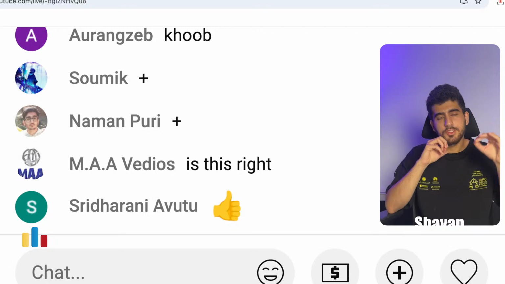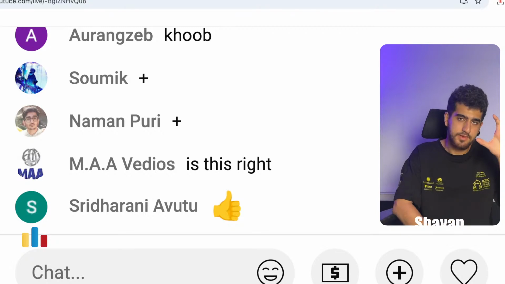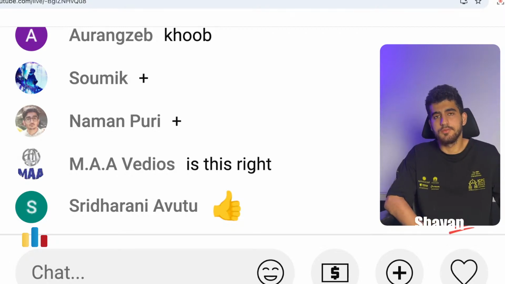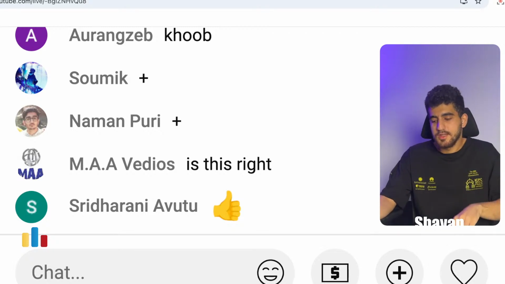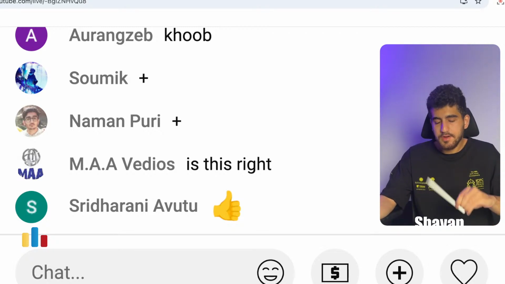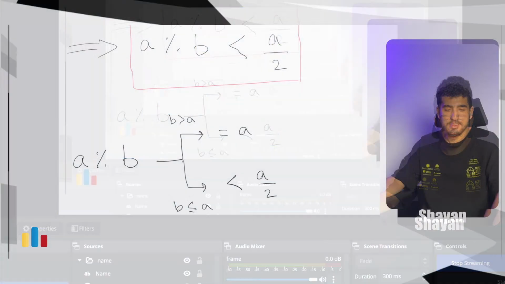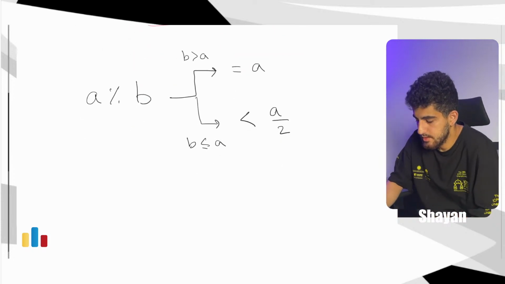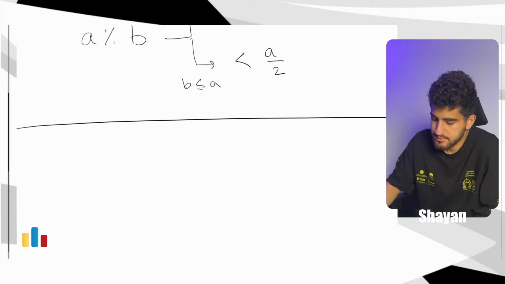This is also a very important fact in number theory. A modulo B, when A is greater than or equal to B, is less than a half. And it will be used in many problems. So this is very important. Okay, so if you're all okay with that, let's move on. So we were talking about GCD.